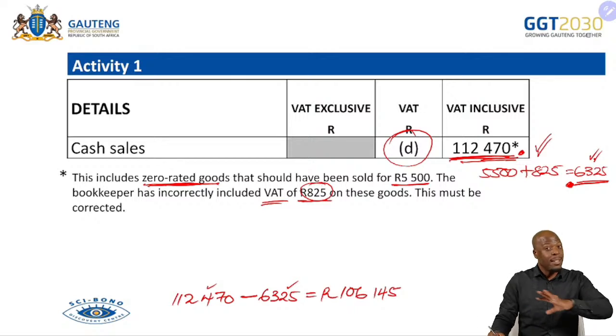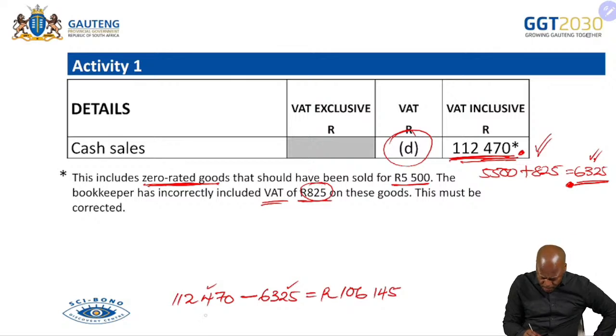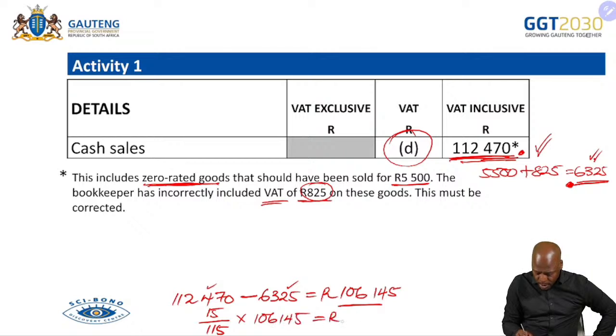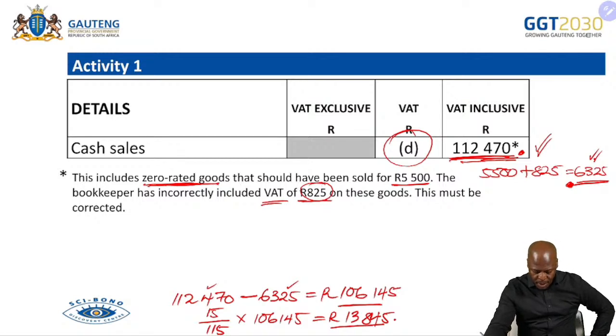So it's only standard rated items in the 106,145 now. So now we can calculate our VAT. How do we do that? We want 15. We have 115. Are you following? Multiplied by that 106,145. How much do we then get? Put that in the calculator, please, quickly. Thank you. Someone has already given me the answer. 13,845. That becomes your D.